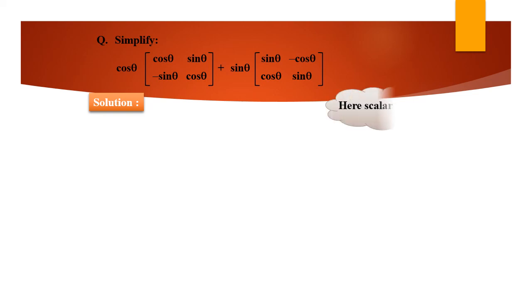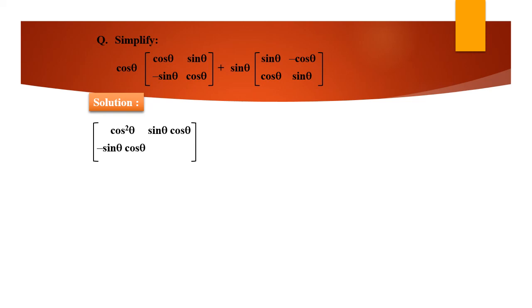So on applying the property of scalar multiplication, we get cos theta into cos theta is cos square theta. Second element will be cos theta into sin theta, which is sin theta cos theta. Third element cos theta into minus sin theta is minus sin theta cos theta, and cos theta into cos theta is cos square theta, plus multiply the second matrix with sin theta. Sin theta into sin theta we get sin square theta. Next minus sin theta cos theta. Third element sin theta cos theta, and sin theta into sin theta is sin square theta.